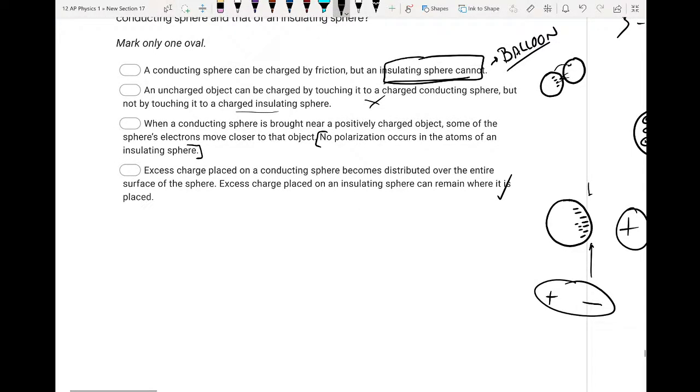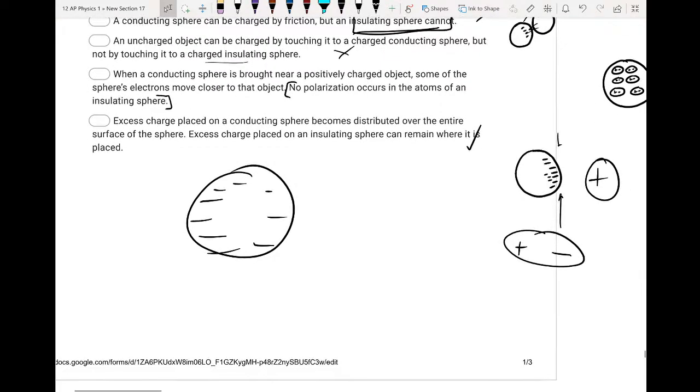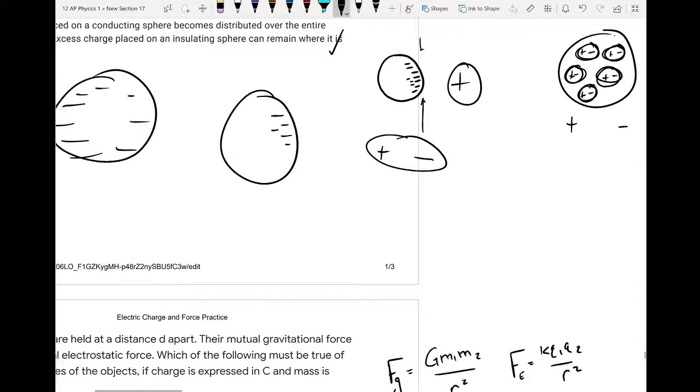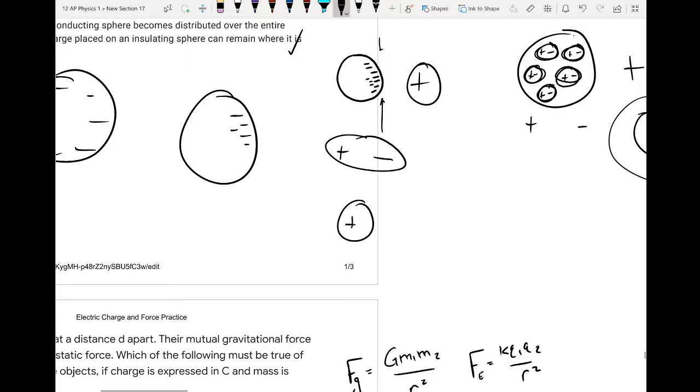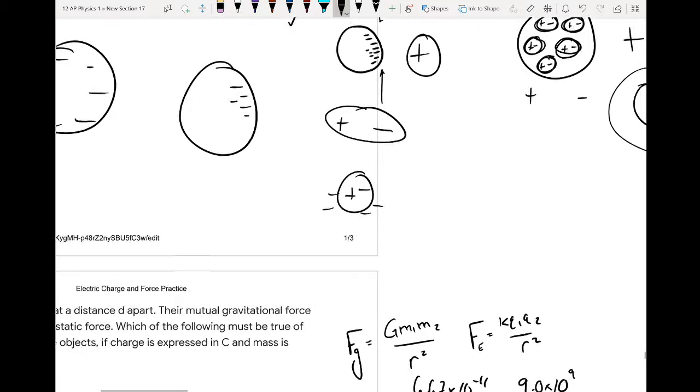Then this last one: excess charge placed on a conducting sphere becomes distributed over the entire surface of the sphere. We know that's true. They want to distribute themselves so they have this maximum distance. Excess charge placed on an insulating sphere will remain where it is placed. Yeah, we know that that's true. An insulator will just stay, bound to these protons where we put them.